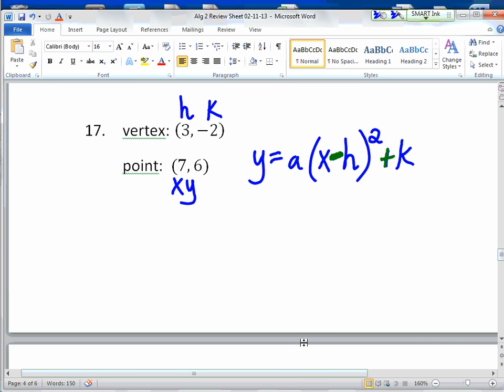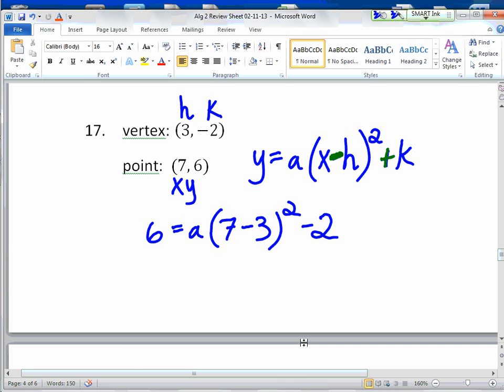Okay, so let's plug in the information we have. And a common error I see is plugging in x as y. Be very mindful of that and careful to not do that. Okay, so y is 6 equals a, which we're trying to figure out. X is 7 minus h, which is 3. All of that squared plus k, and since k is negative, it's going to be minus 2.